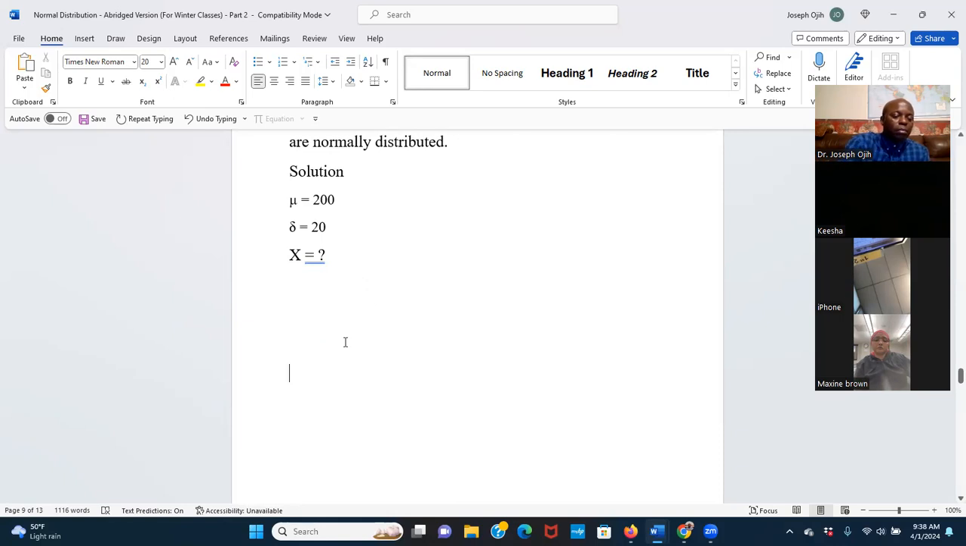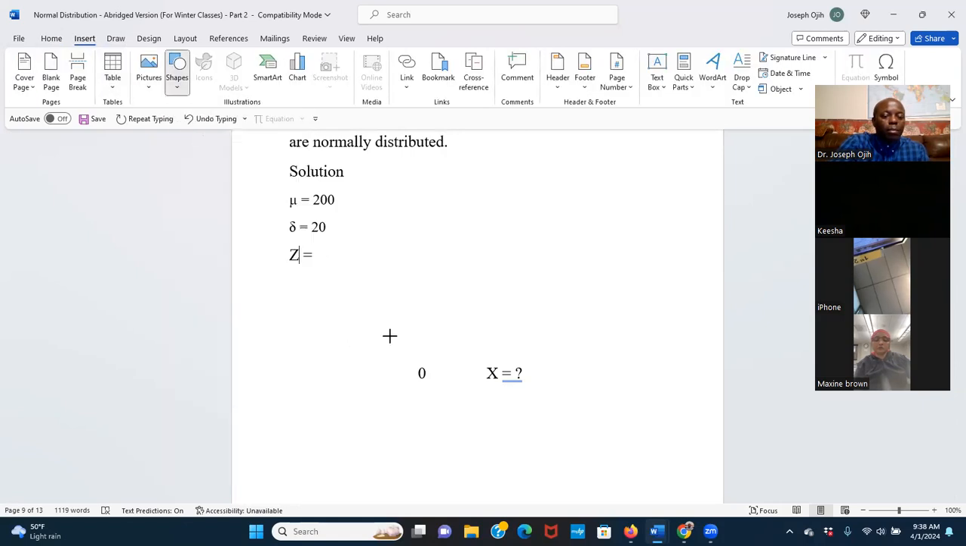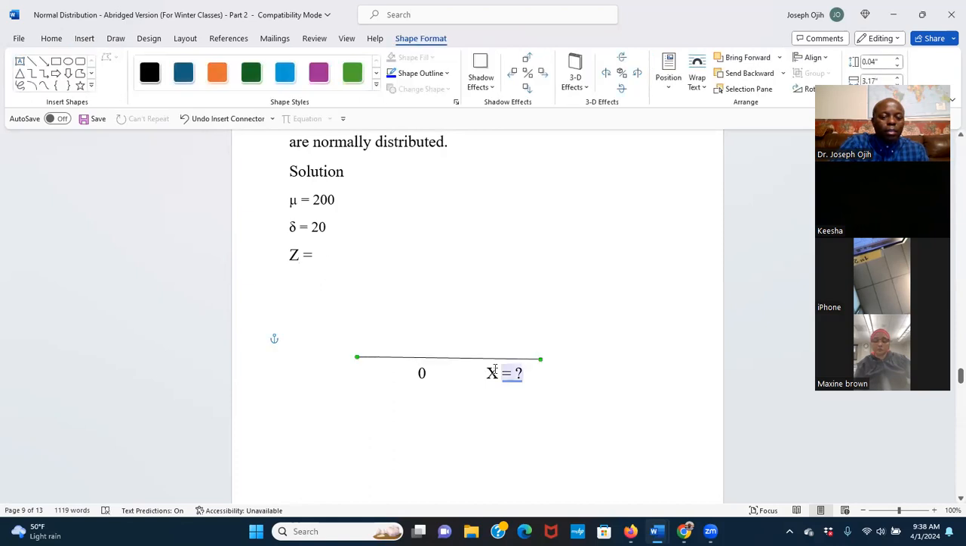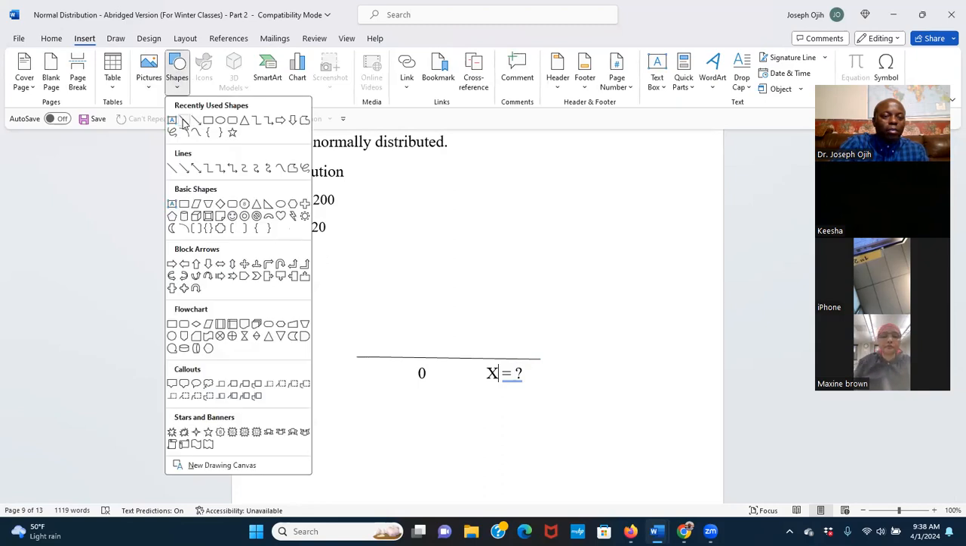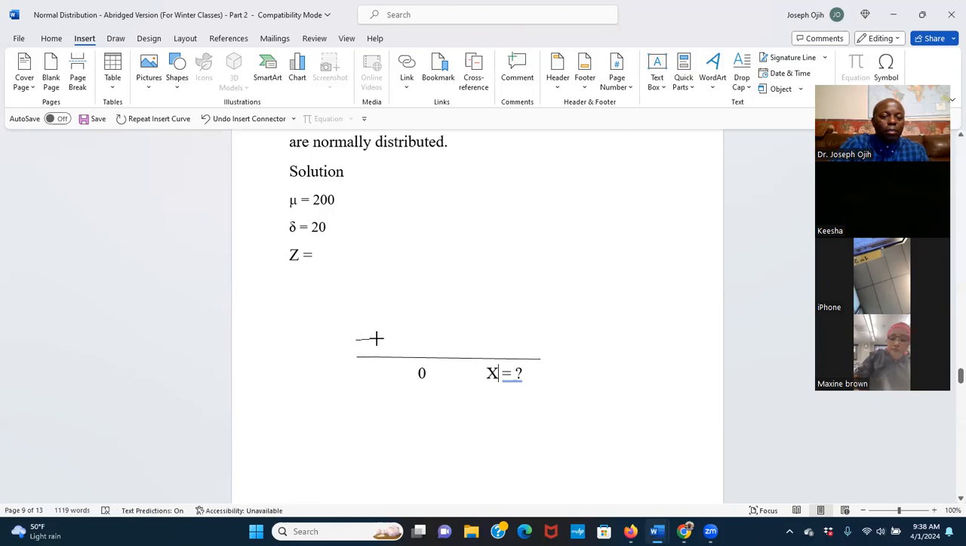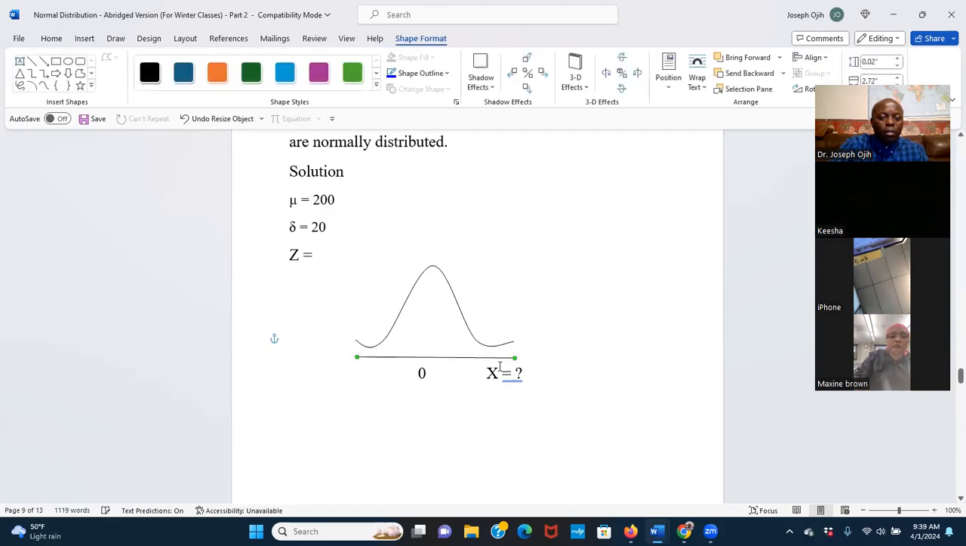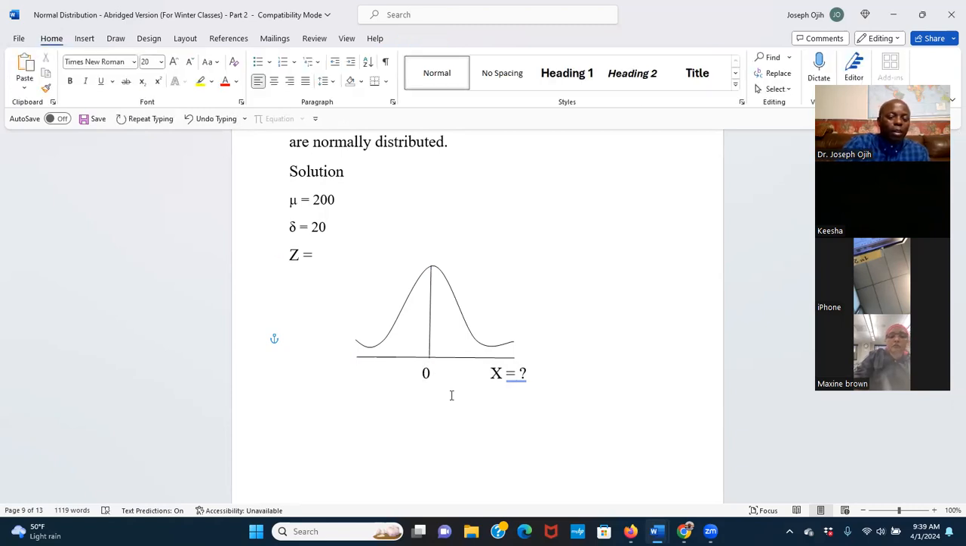Okay, we have this here, zero, the center line. This is the X we are looking for, which we don't know. So we need to find Z first. I'm going to make the drawing here. Draw the horizontal axis, then put the bell curve. Okay, make some adjustments. Remember, the center line is going to be here.